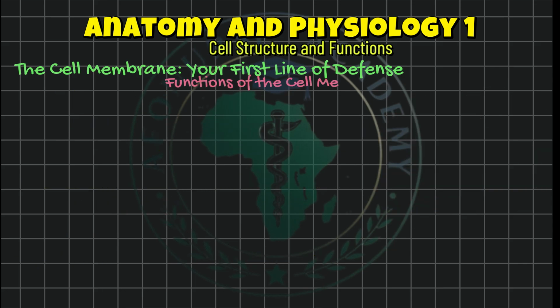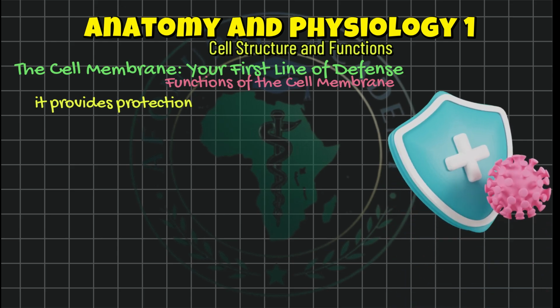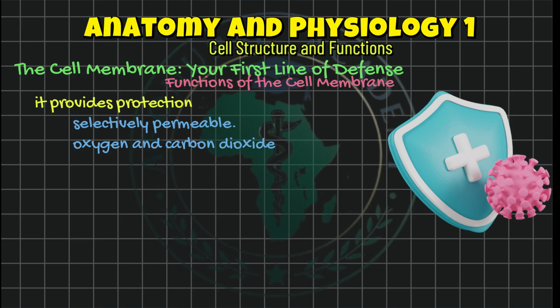So what does this membrane actually do? First and foremost, it provides protection. It keeps the cell's contents inside and keeps harmful substances out. But it's not a solid wall, it's selectively permeable. That means it carefully chooses what can pass through. Small molecules like oxygen and carbon dioxide can slip right through. But larger molecules, charged molecules, or molecules the cell needs to regulate carefully, like glucose or sodium, they need help.